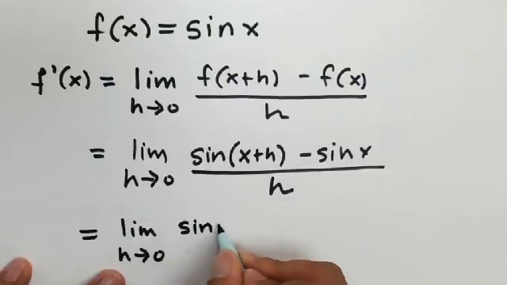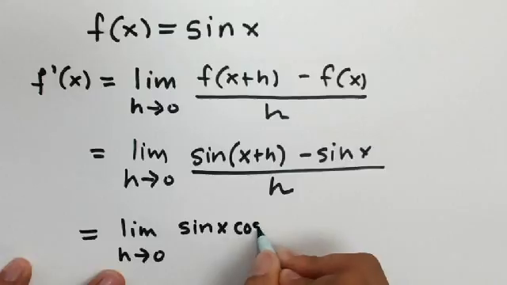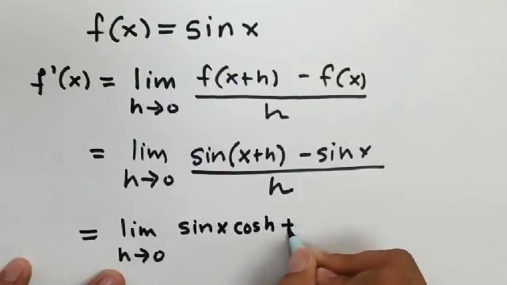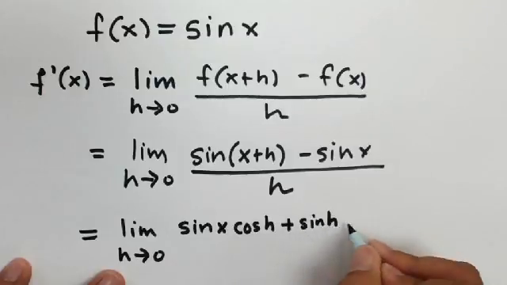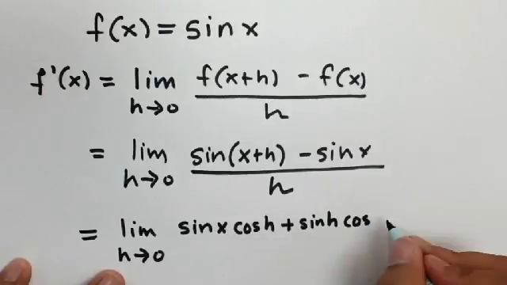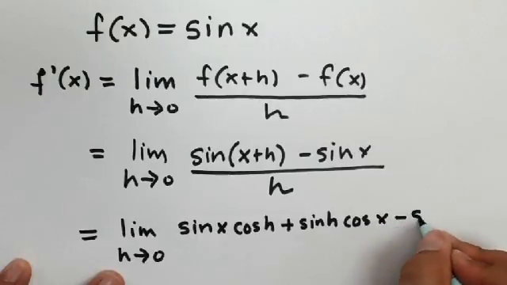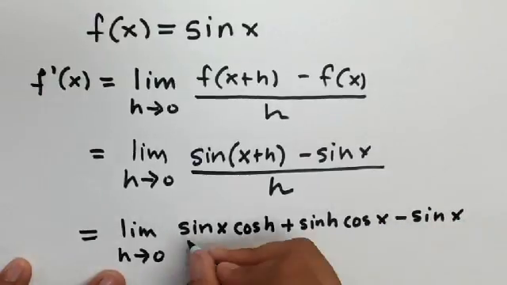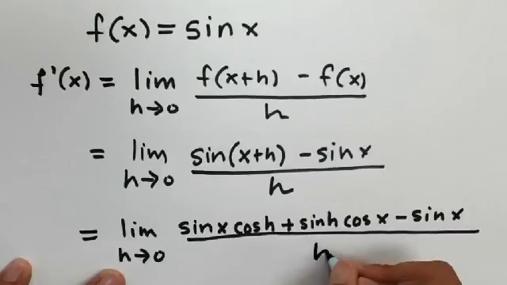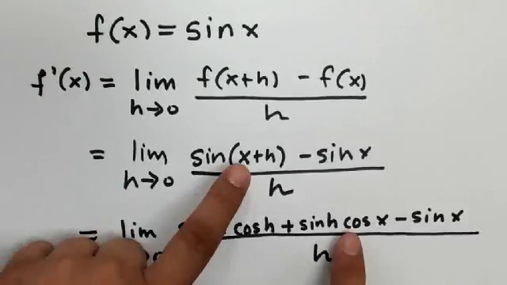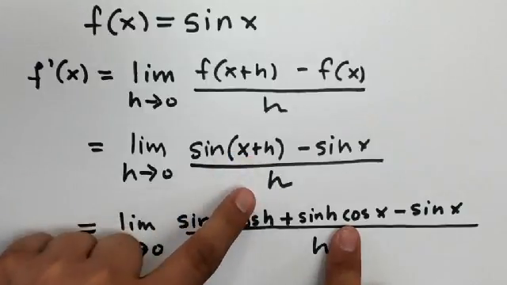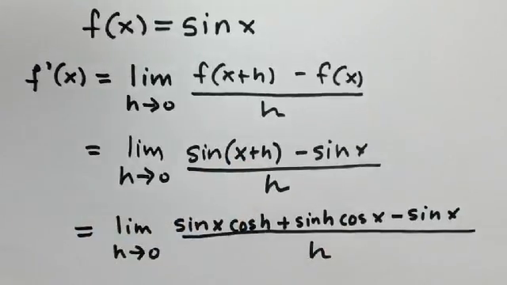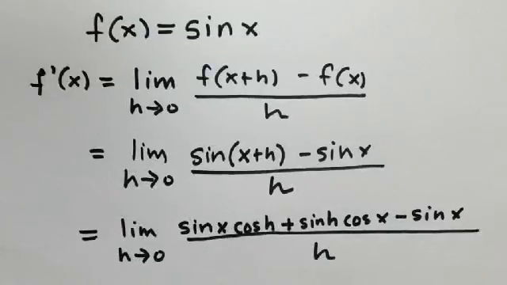So, sine of x, cosine of h, plus sine of h, cosine of x, minus sine of x, all divided by h. In other words, this is the sine of a plus b formula. Exactly, a plus b. We do not distribute sine x plus sine h, please. Dr. Filisola would not appreciate it.